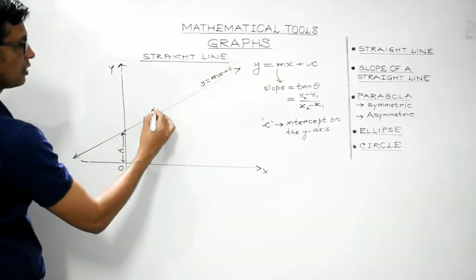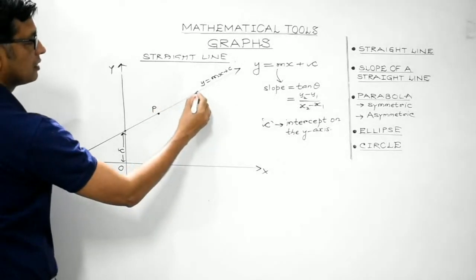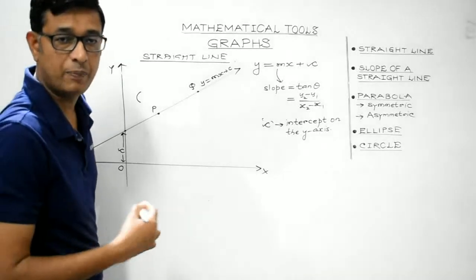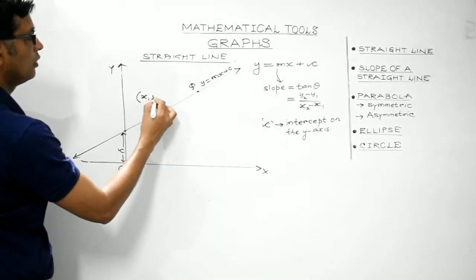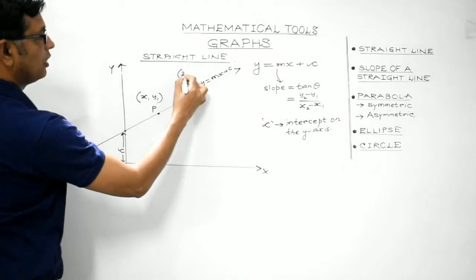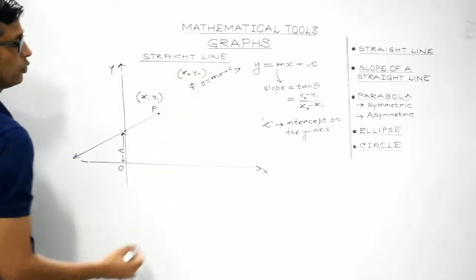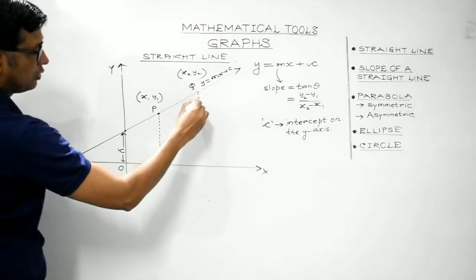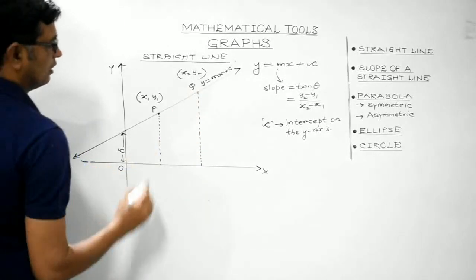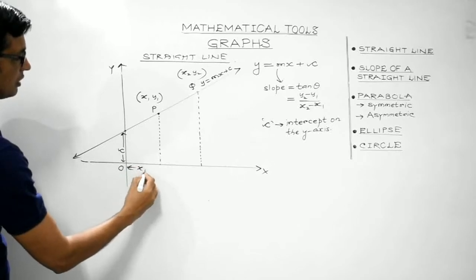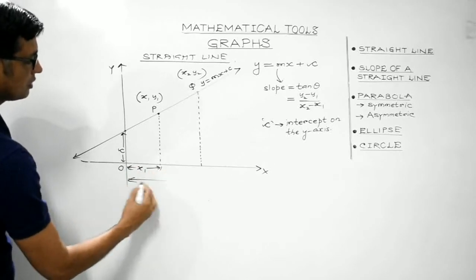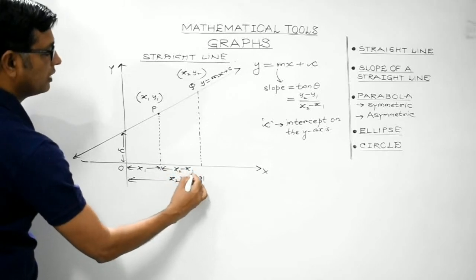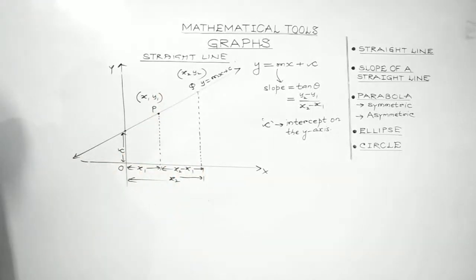Suppose, let us consider this to be point P and this to be point Q. Let the abscissa and ordinate at point P be x1, y1, while at point Q let it be x2, y2. Now what to do is drop perpendiculars to the x-axis. So this distance is x1, and this distance is x2. So this distance would be x2 minus x1. It's pretty clear from the diagram, isn't it?